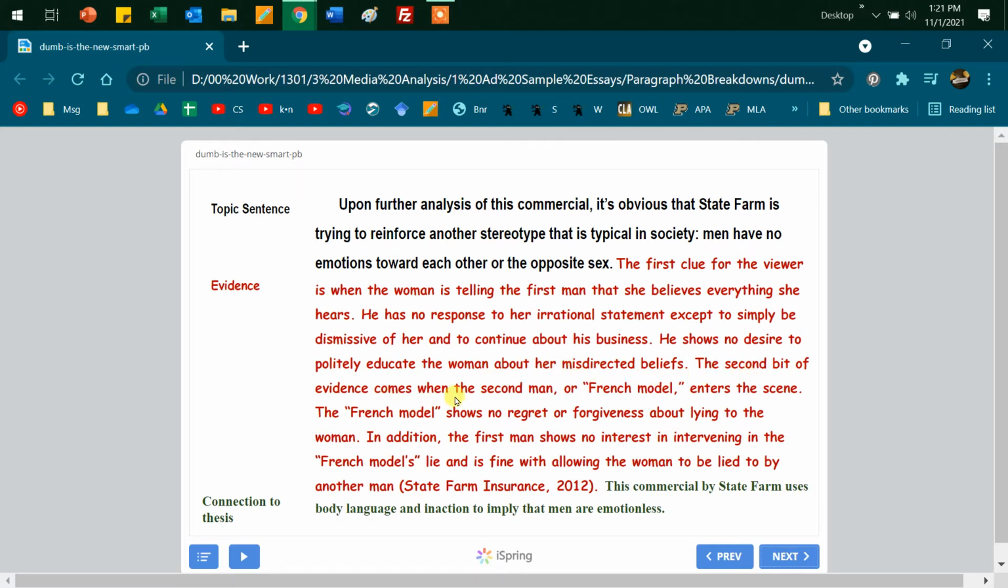The second bit of evidence comes from when the second man, or French model, enters the scene. The French model shows no regret or forgiveness about lying to the woman. In addition, the first man shows no interest in intervening in the French model's lie and is fine with allowing the woman to be lied to by another man. This commercial by State Farm uses body language and inaction to imply that men are emotionless.